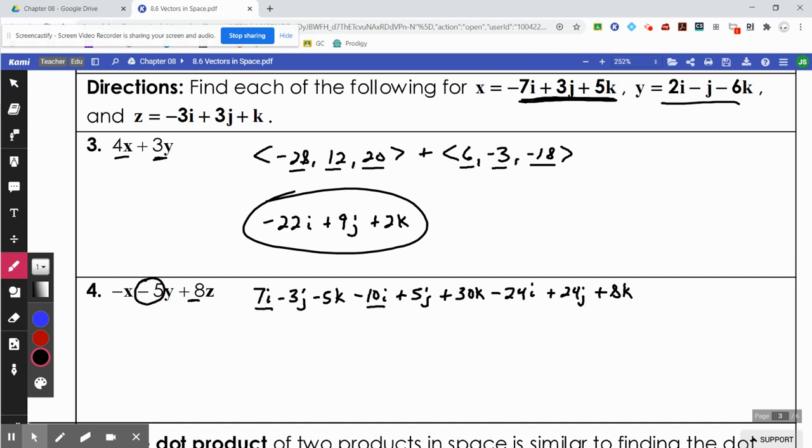7i, negative 10i, negative 24i would be a negative 27i. And again, you can see how component form just looks a whole lot cleaner. Negative 3j, positive 5j, and a 24j gives me 2 and 24 is a positive 26j. And then negative 5k, positive 30k, and a positive 8k gives me positive 33k.